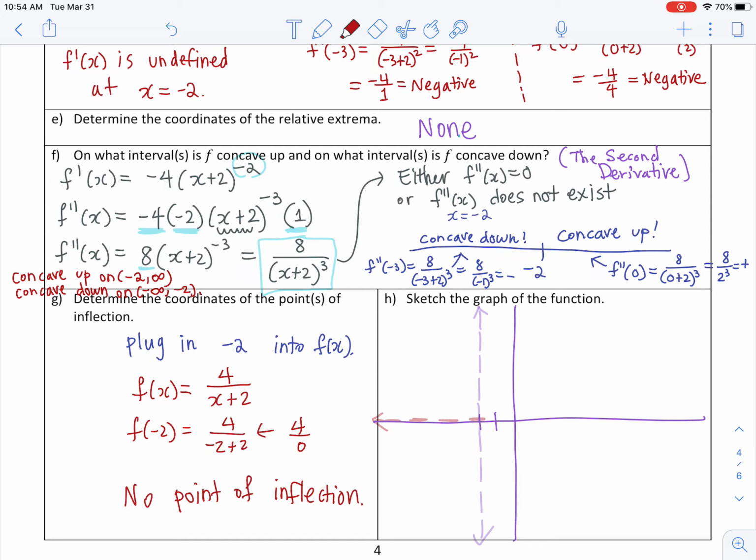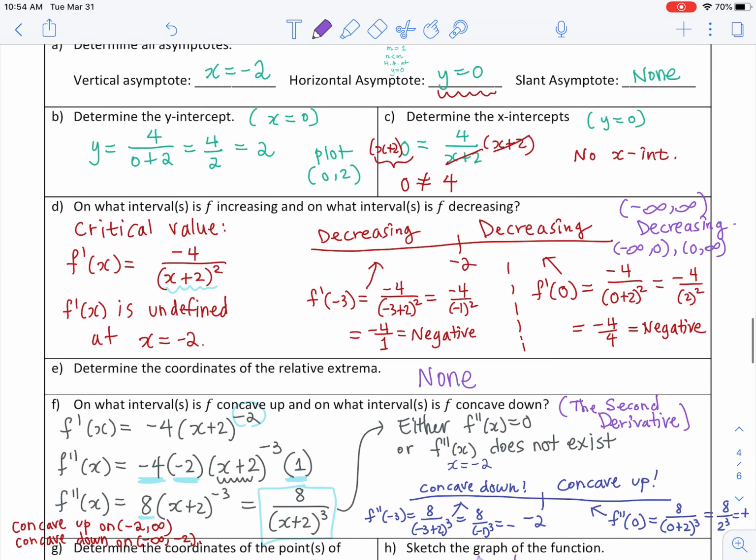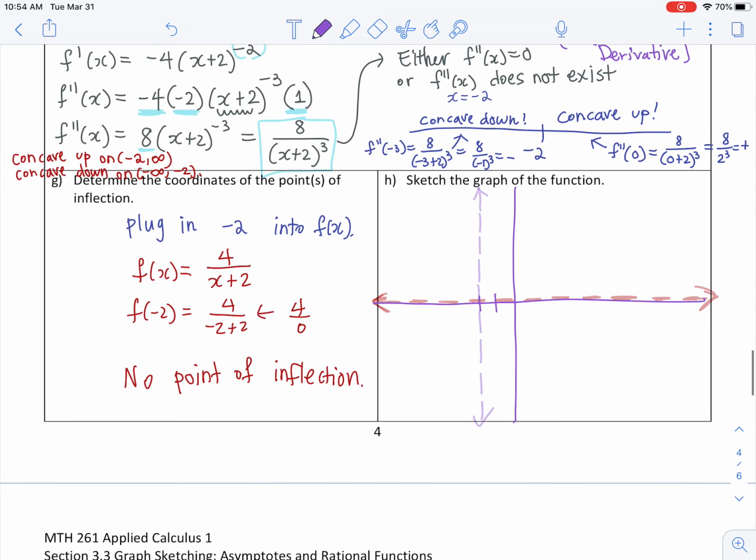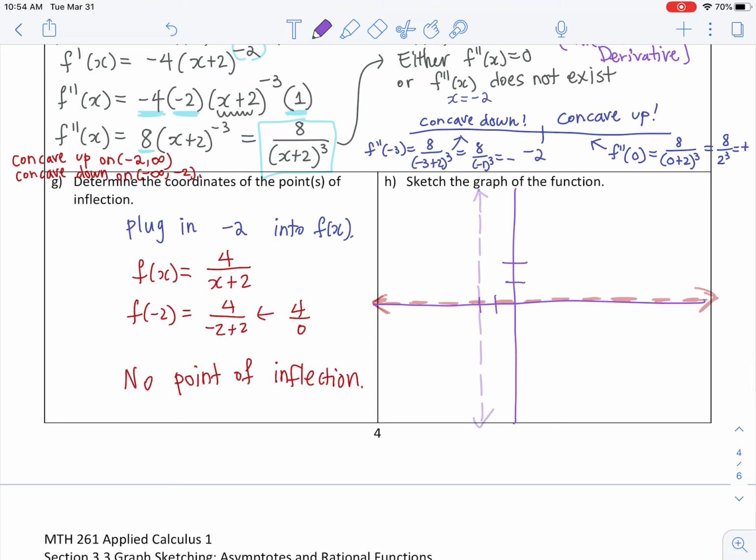Horizontal asymptote was at y equals 0, right? So I know it is the x-axis, but still try to squeeze in or draw a dotted line at this x-axis, because that is the horizontal asymptote. Now we did find a y-intercept, didn't we? The y-intercept was at (0, 2). So I'm going to plot (0, 2) here, 1, 2, and plot a point right here. And there was no x-intercept.